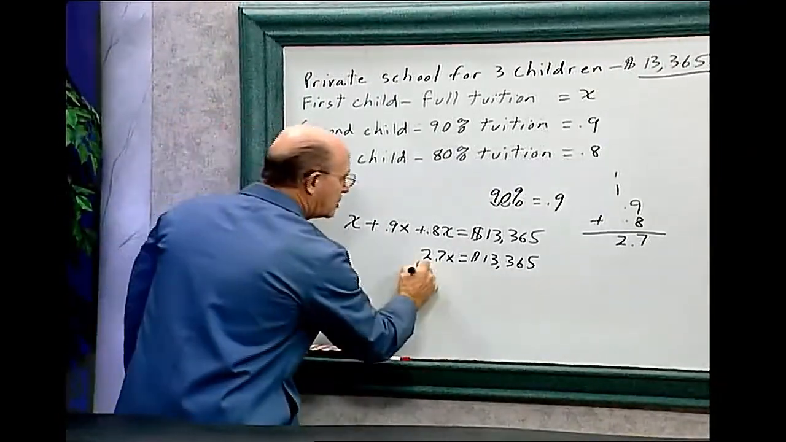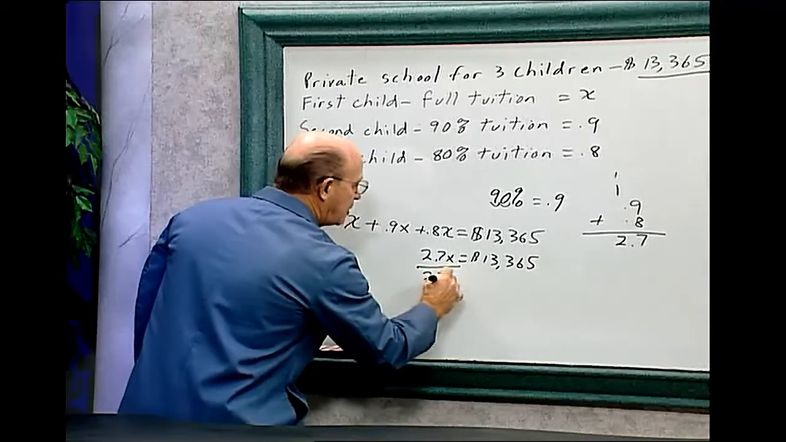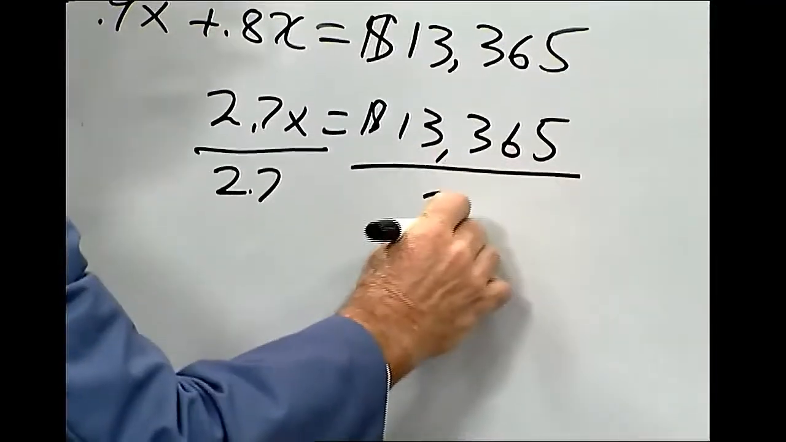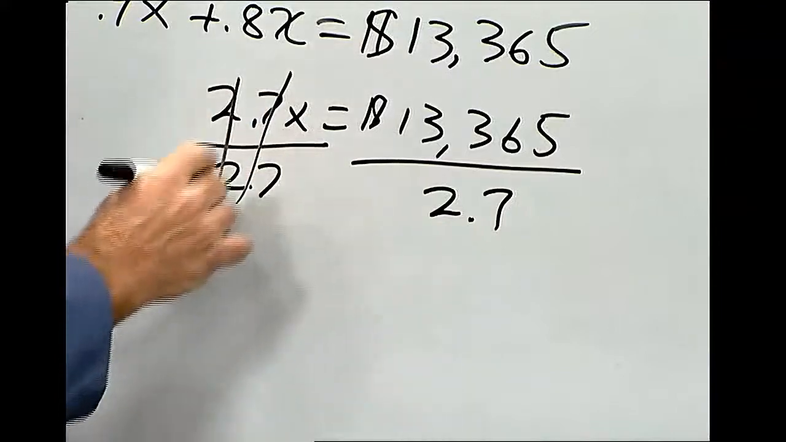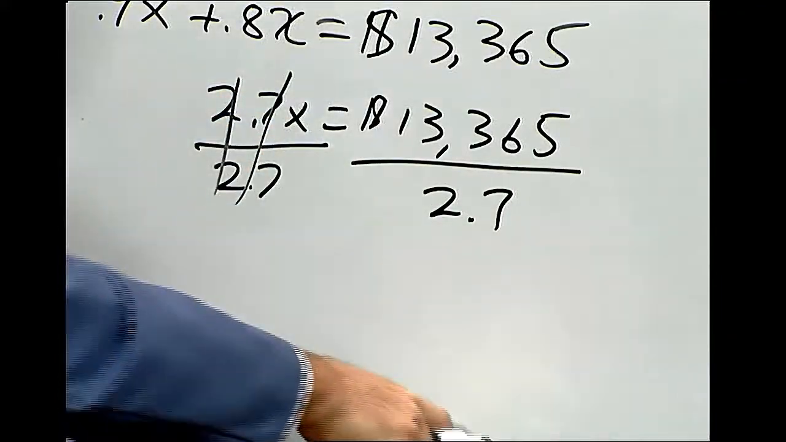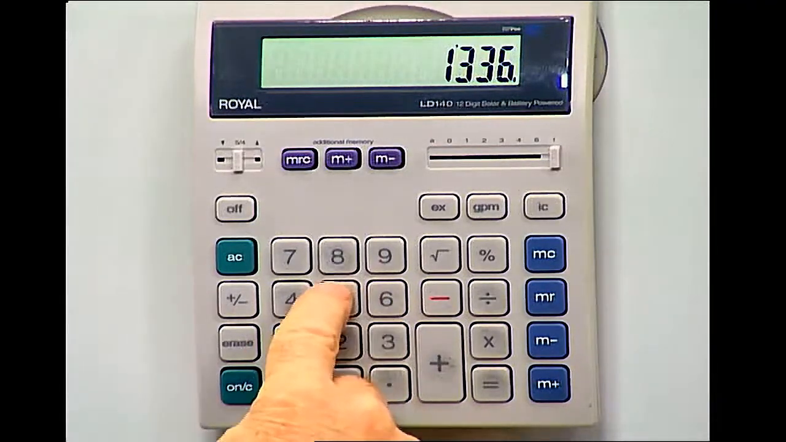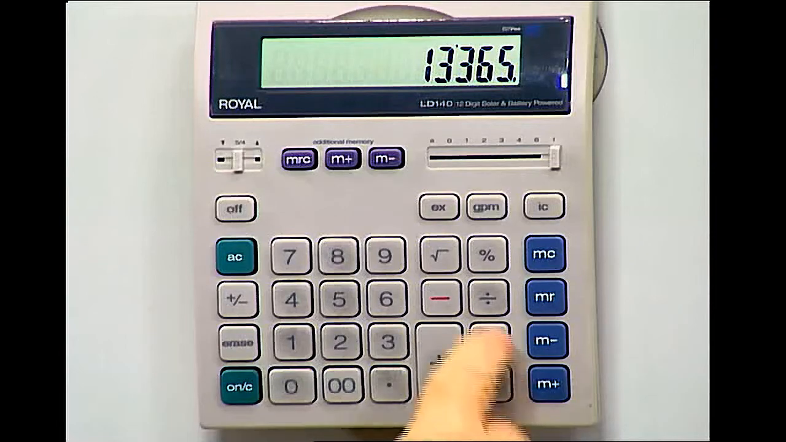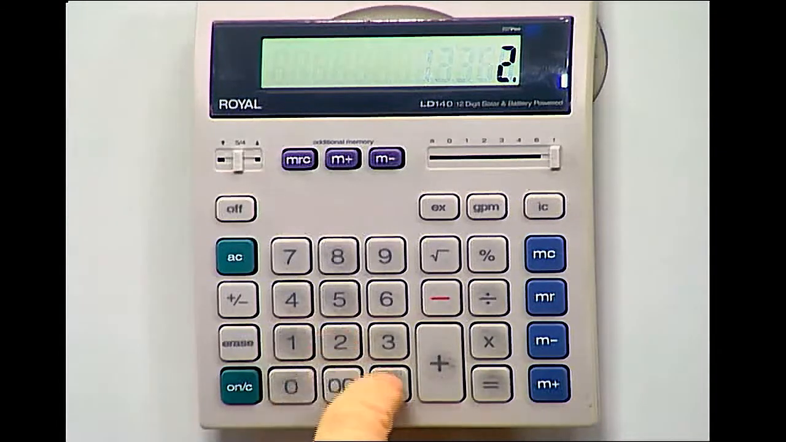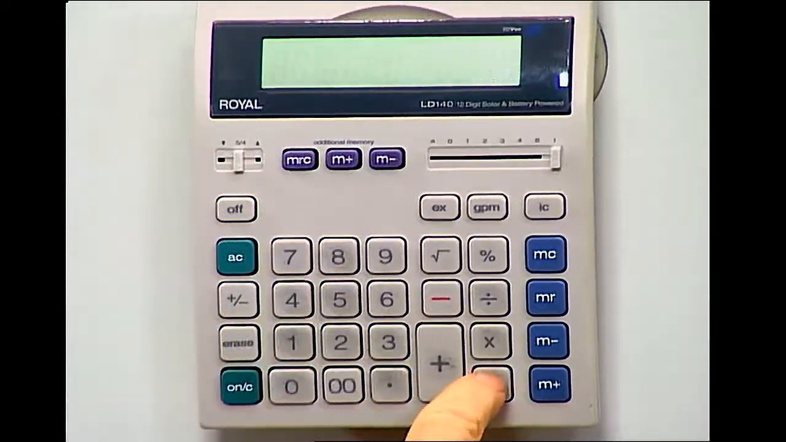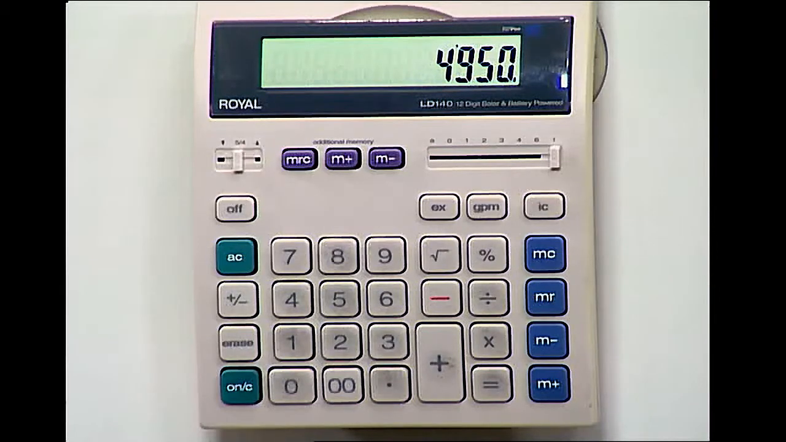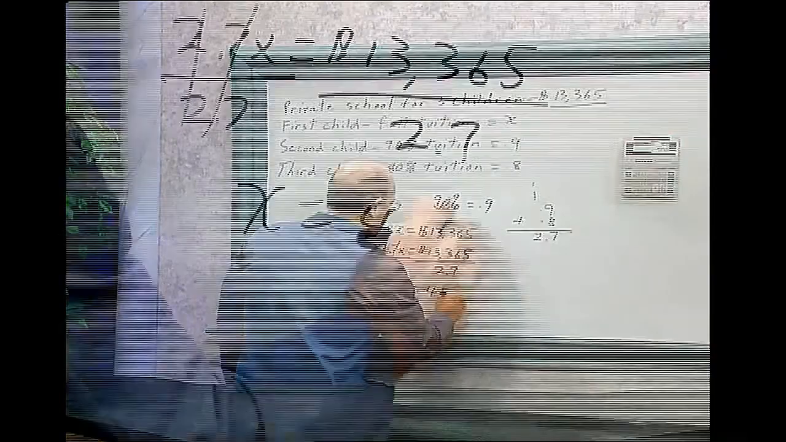Now all we have to do then is divide each side by 2.7. The 2.7 cancels out. Now we have isolated the x, and all we have to do now is go to the calculator. $13,365 divided by 2.7 equals $4,950.